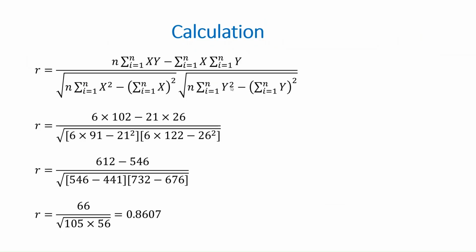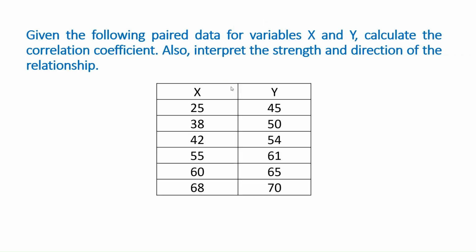So I think now you have a clear idea of how to find the value of the correlation coefficient when you are given data. So here I have given you another problem. You can try this on your own. Here you have to calculate the correlation coefficient just like I have shown you just now, and also interpret the strength and direction of the relationship.